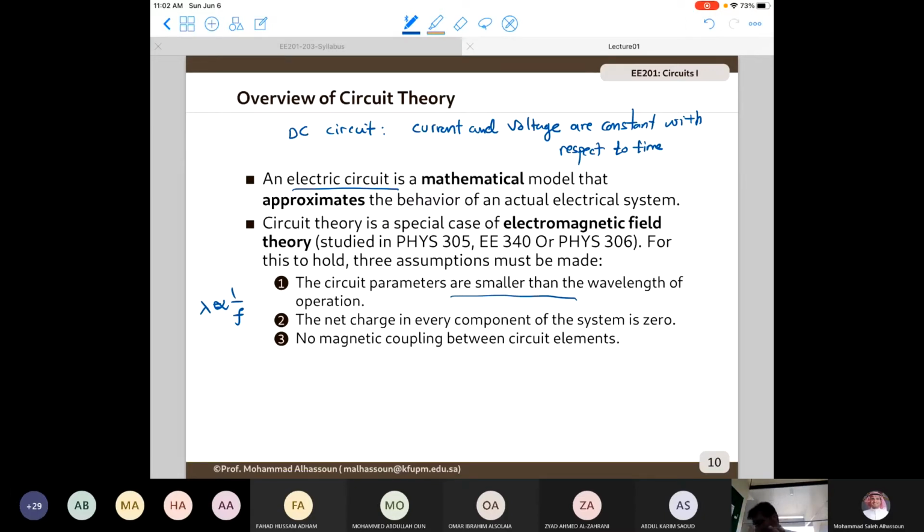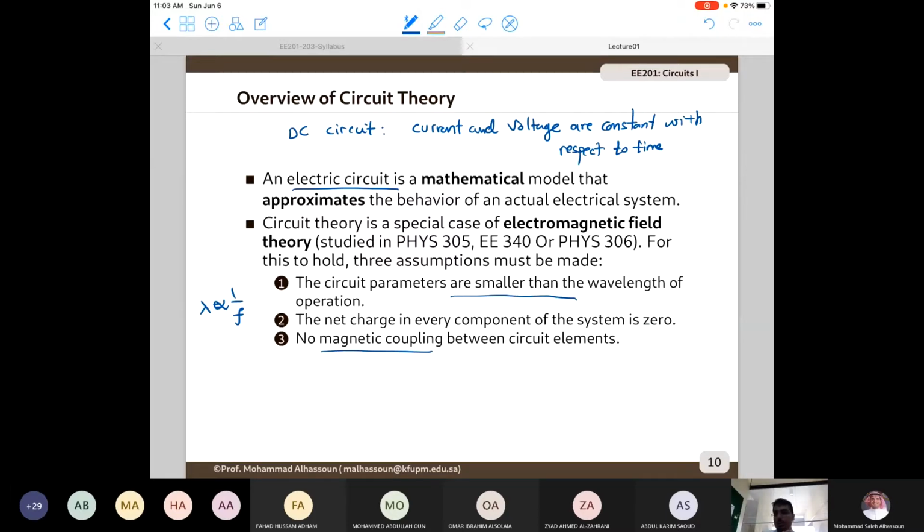The second one is that the net charge in every component of the system must be 0. And the last condition is that there is no magnetic coupling between circuit elements.